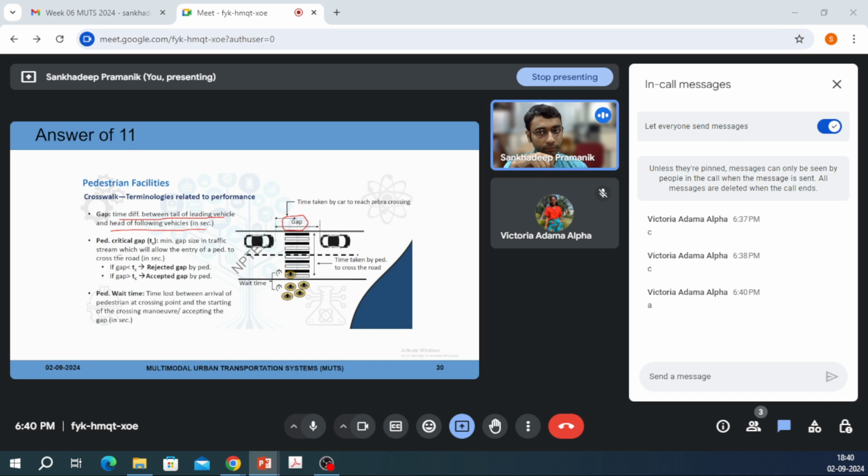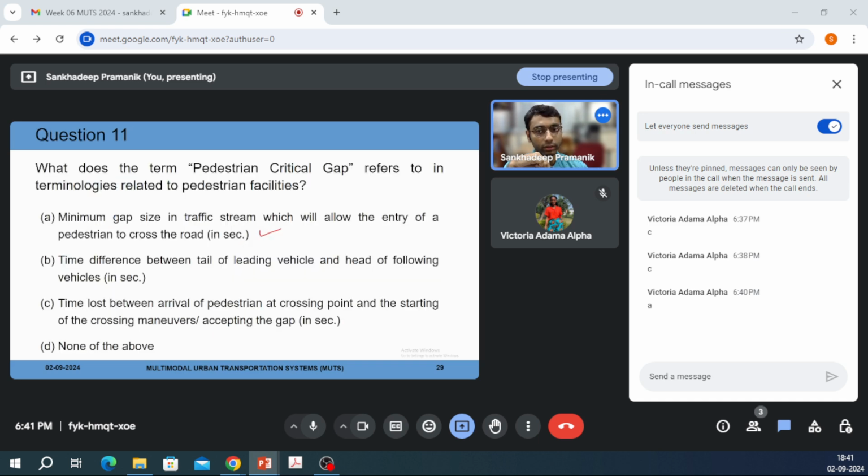Then pedestrian critical gap, that is the minimum gap size in the traffic stream which will allow the entry of a pedestrian to cross the road, and it is basically a graph between accepted and rejected gap. We also discussed pedestrian waiting time, that is the time lost between arrival of the pedestrian at the crossing point and starting of the crossing maneuver. So in this case it is asking for pedestrian critical gap, so it will be the minimum gap size in the traffic stream which will allow the entry of a pedestrian to cross the road.